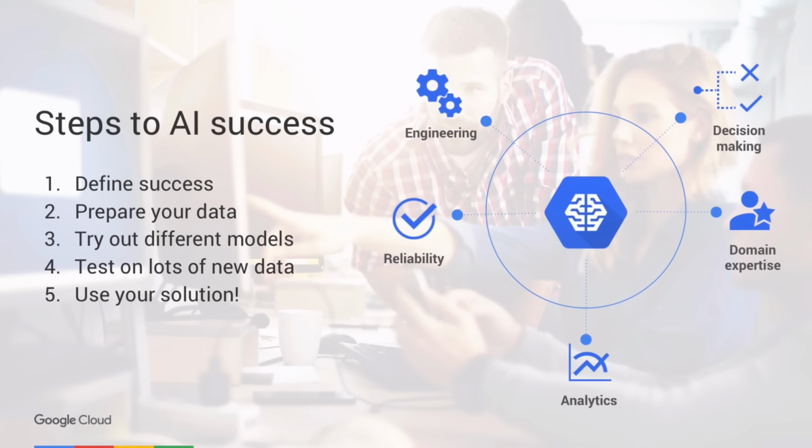So how do you get started? The steps required for AI are the same as for machine learning. Think about your task and define success. Prepare your data in the cloud. Build recipes by trying out algorithms until the results look promising. Test your recipe on lots of new data. And then use your solution to transform your business.